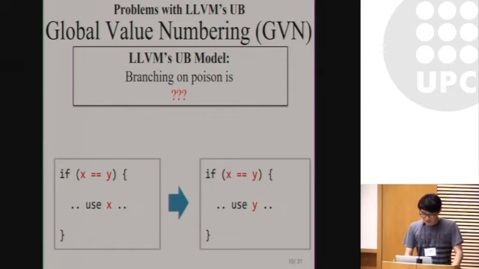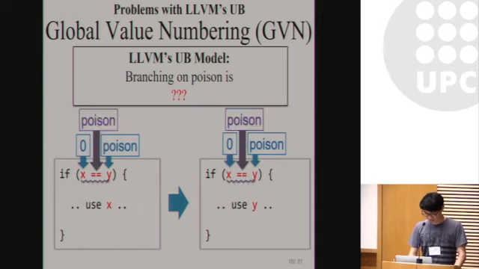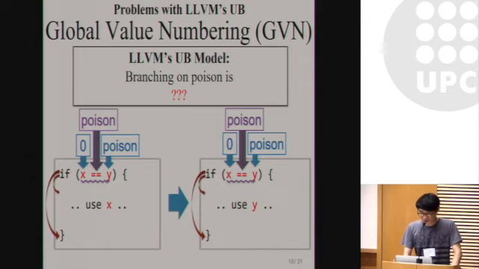GVN may replace the use of variable x with that of y under the if branch on the equality between x and y, if this replacement somehow enables further GVN optimizations. This optimization looks okay because it happens only after x is checked to be equal to y. However, its correctness depends on the semantics of branching on poison. To see this, let's suppose that x is 0 and y is poison. Then, the result of the comparison becomes poison. If we assume that branching on poison somehow proceeds to execute further, then the semantics should allow to non-deterministically take either the if or else branch because the real representation of poison in the hardware might be either true or false.